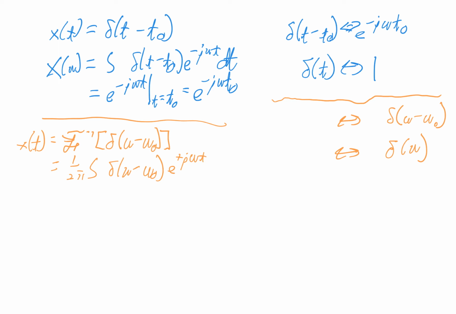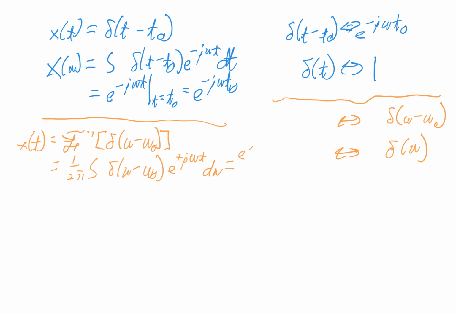And I have the sampling property again. The sampling property says that this integral is 0 almost everywhere. The only place it isn't 0 is when omega equals omega naught. And we are left over with the rest of the integrand, e to the plus j omega t, at omega equals omega naught.